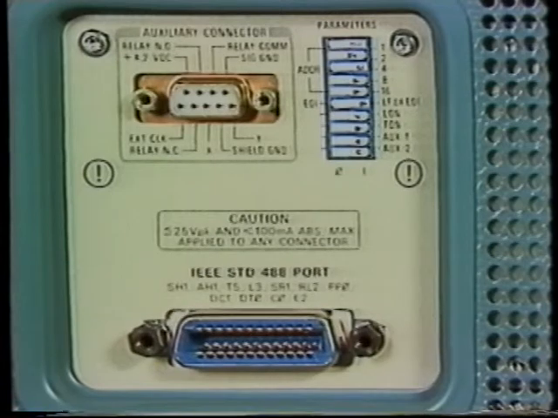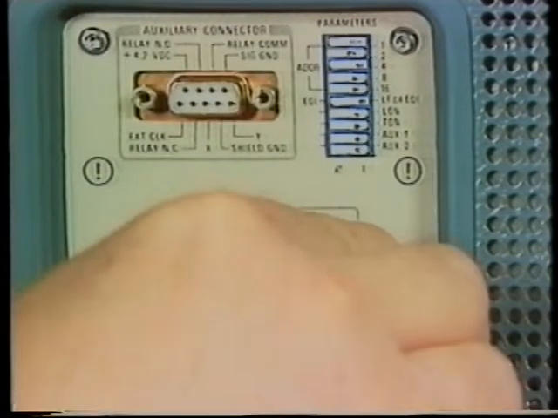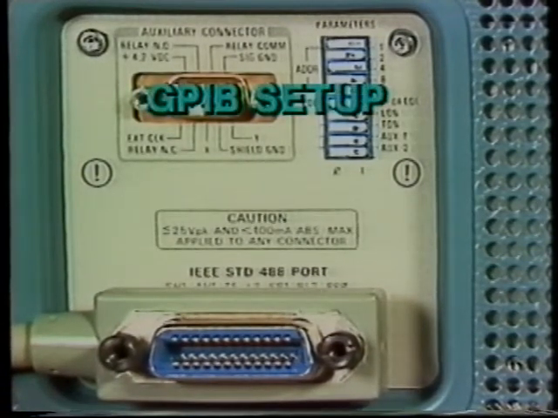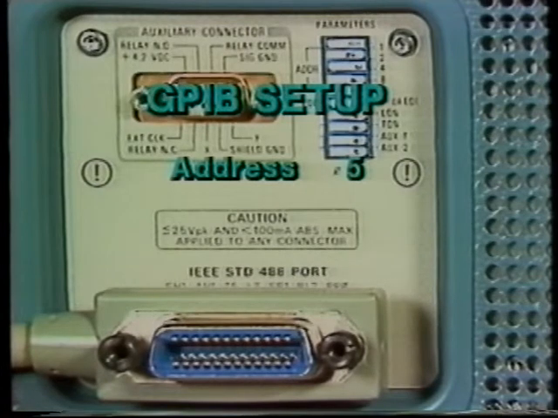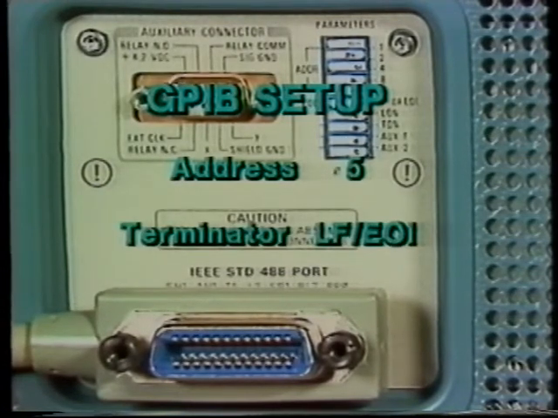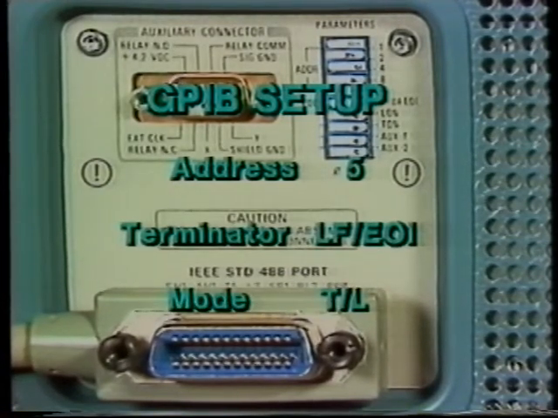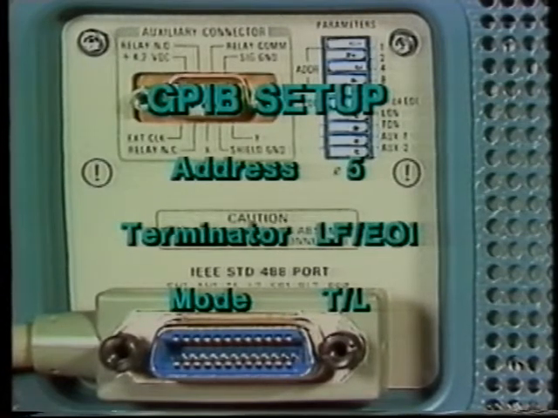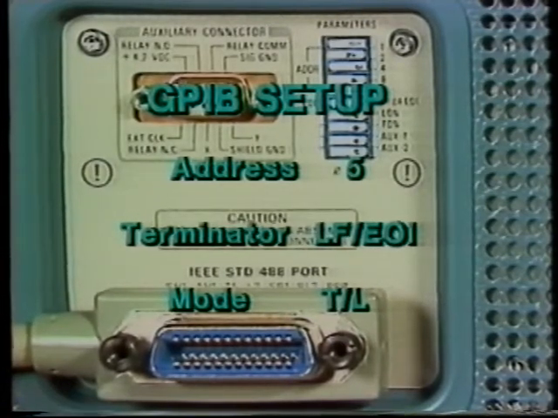This finishes setting up the instrument's GPIB parameters. Now connect the GPIB cable. In this example, we have made the following setups: address 5, terminator LF EOI, mode talk listen to establish communications with the controller. These same GPIB settings were made with the 11K and the 2400 series, except that this time it was done with hardware switches rather than the soft controls and screen menus.